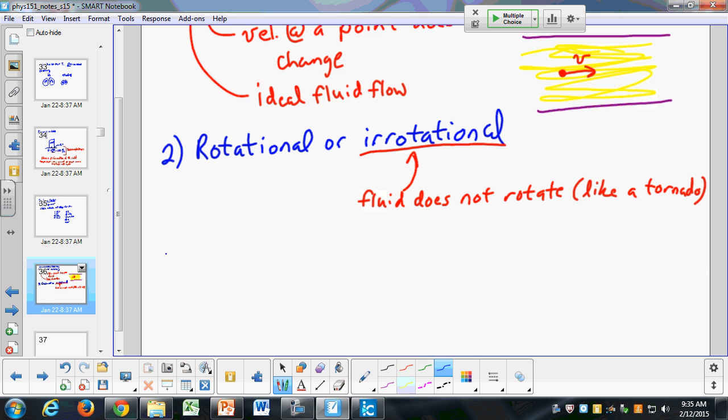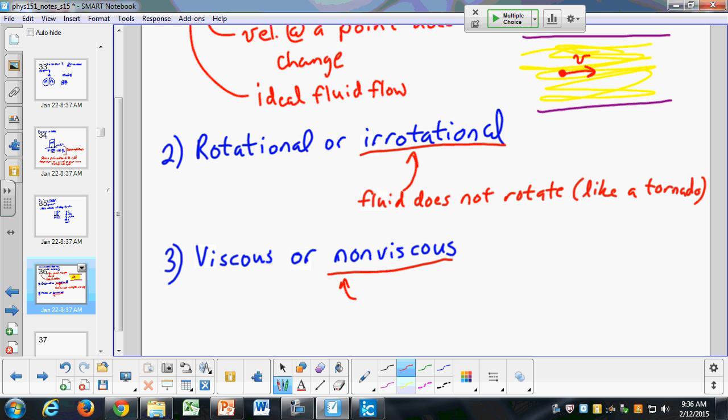The third thing is viscous, I think. Yeah, viscous or non-viscous. The non-viscous here is our property of ideal fluid flow, and it just means that there's no viscosity. This viscosity arises because of friction between the molecules, that they literally stick together or they rub up against one another, and it causes the fluid to flow very slowly.